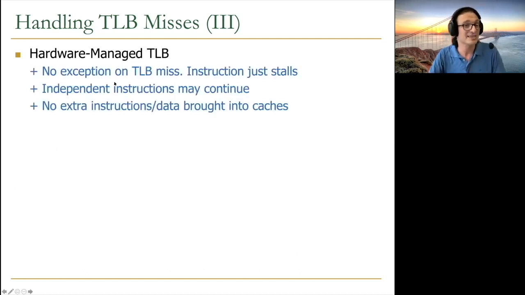Hardware managed TLBs, there is no exception on TLB miss. The instruction just stalls. Other instructions may already be going on in an out-of-order machine. That's great. Independent instructions may continue. And there are no extra instructions, data brought into caches. You don't do a context switch to software. So that's the big advantage. And that's why hardware managed TLBs are commonly used today.